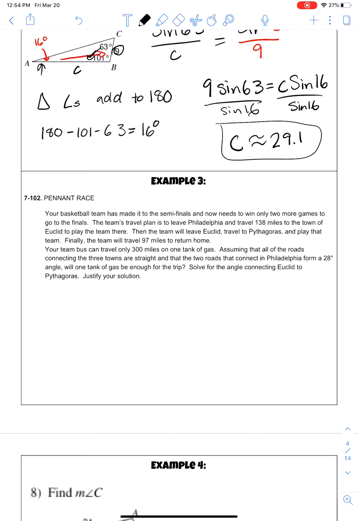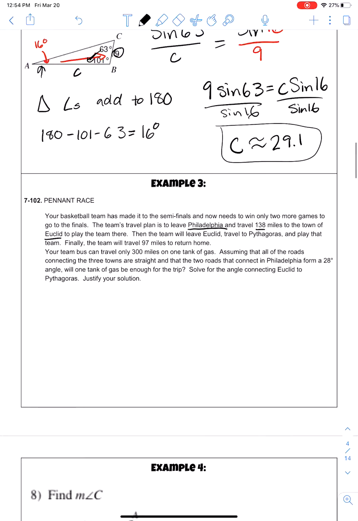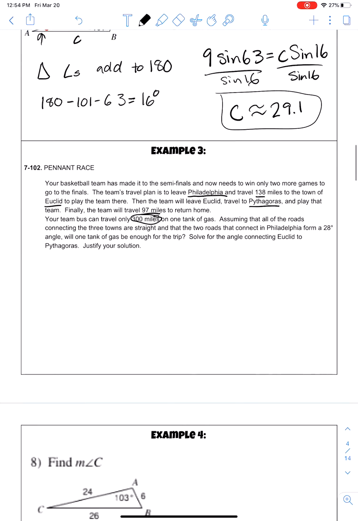So what we know is this team is traveling, and obviously this is pre-coronavirus. So we're traveling from Philadelphia, 138 miles to Euclid. And then from Euclid, we're going to travel to Pythagoras. And we're going to then travel back home 97 miles to get back to Philadelphia. But our bus can only go 300 miles on the gas that we have. So we need to figure out if we have enough gas to make that whole round trip or if we're going to have to stop for gas on the way. You know, planning purposes so I can tell your parents when to pick you up.